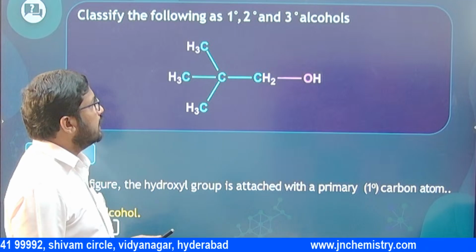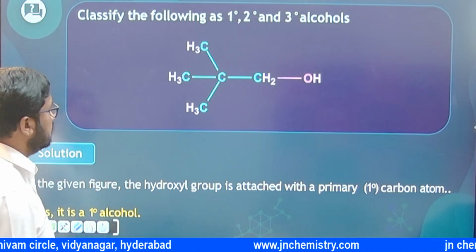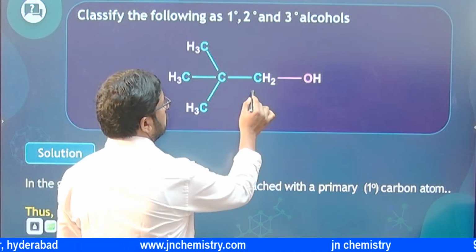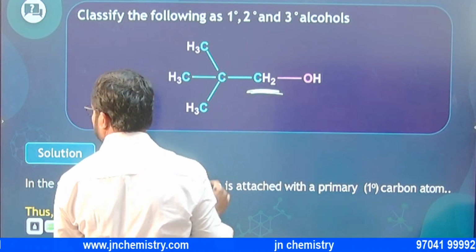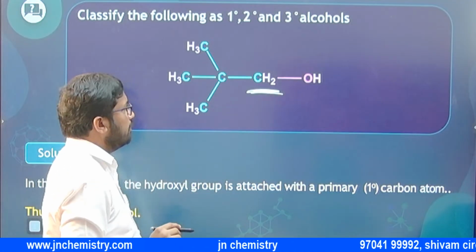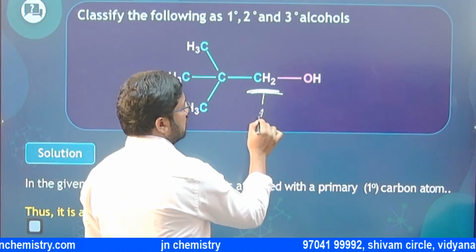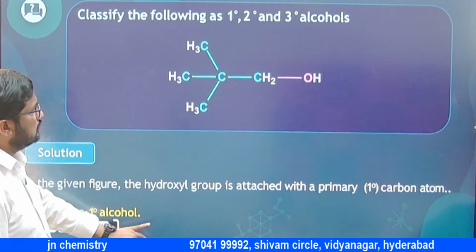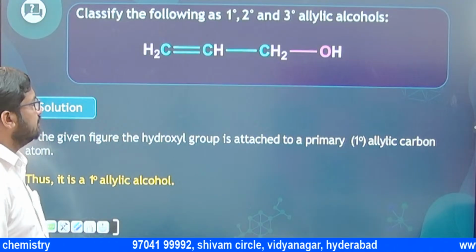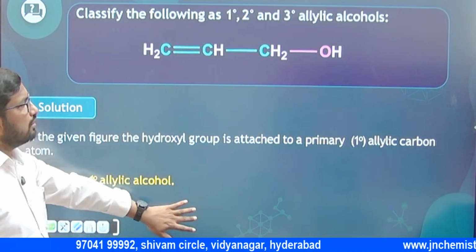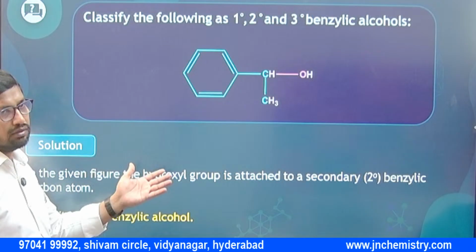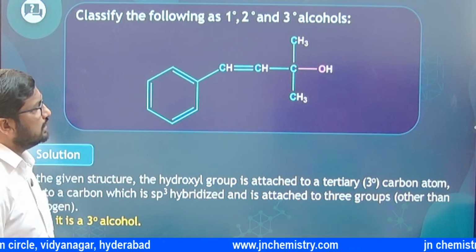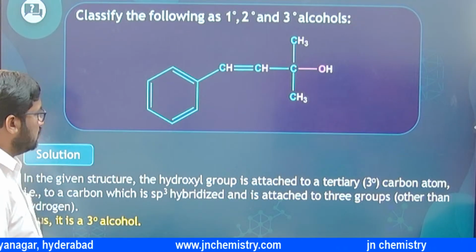Classify the following as primary, secondary, tertiary alcohol. So which alcohol is this? Which alcohol? 1 degree carbon, right? Primary alcohol. This is also primary alcohol. This is secondary alcohol. We already discussed it just now, right? This is tertiary alcohol, 3 degree alcohol.